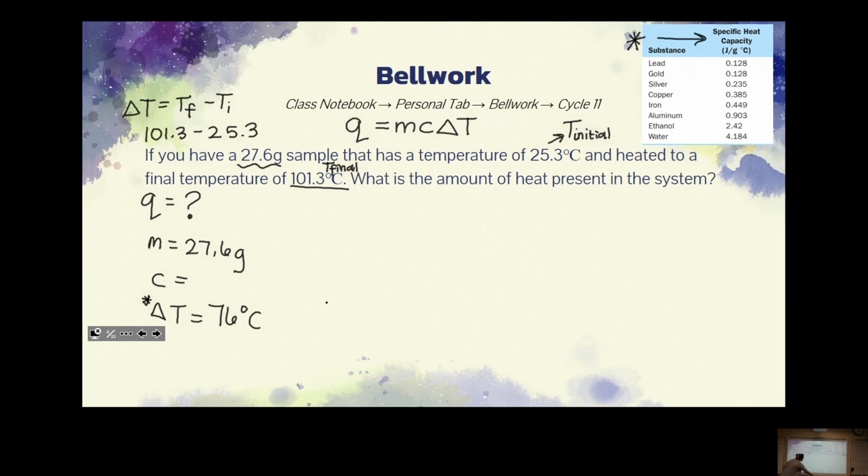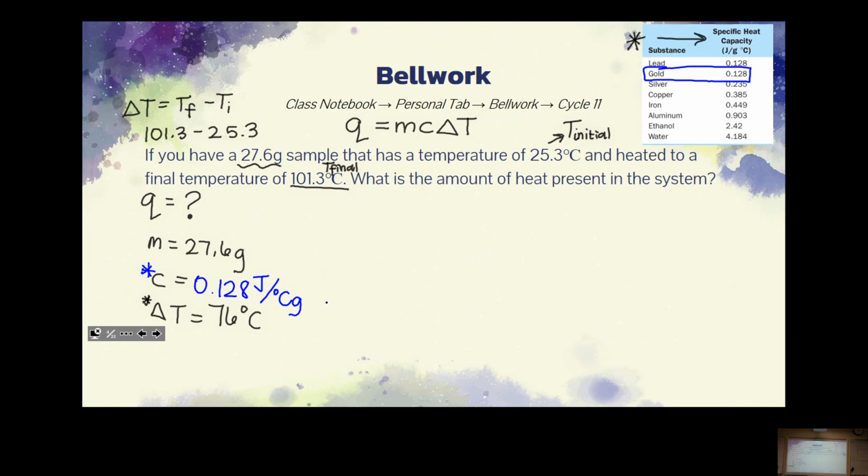And then our specific heat value, you just get from a chart. If I don't give it to you in the actual question, I'll have you just go find it. For this one, I forgot to specify who it was, so I just wanted to pick gold. So we'll use that specific heat capacity, the 0.128 joules per degree Celsius gram.